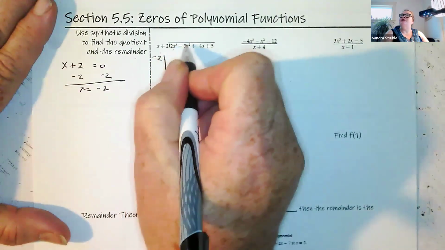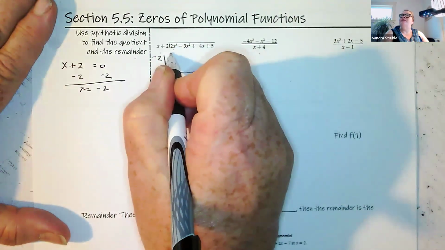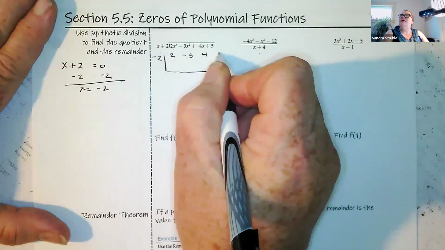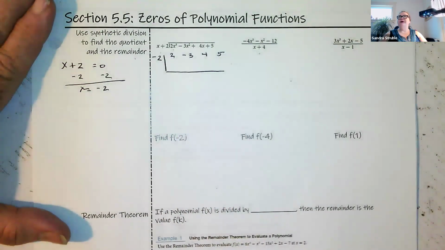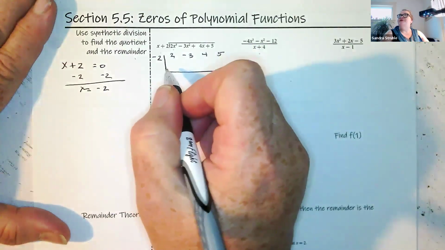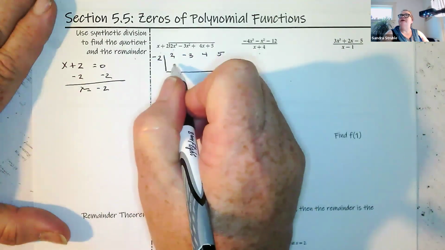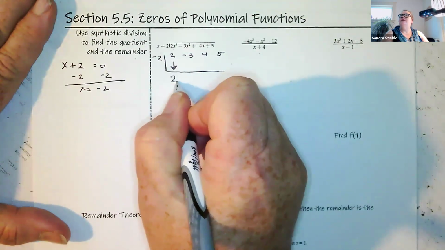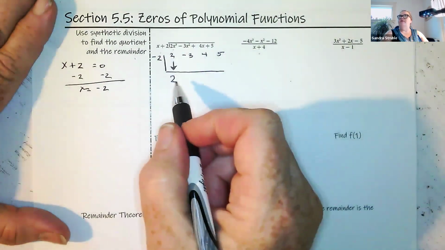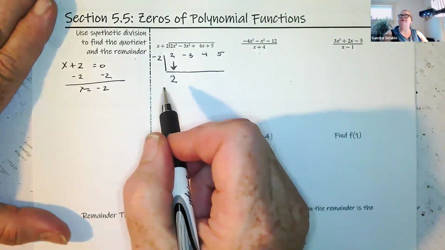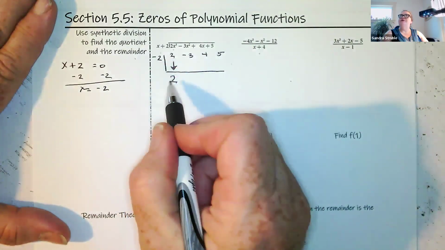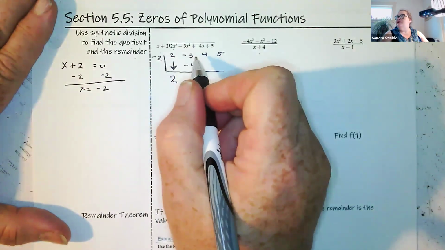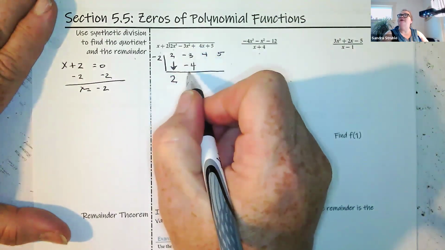I'm going to take each of these coefficients and write them down: 2, -3, 4, and 5. The first thing you do with synthetic division is you bring down the first number. Done. From here on out, it's all exactly the same. -2 times 2 is -4. You do not change signs or anything. We just add them up.